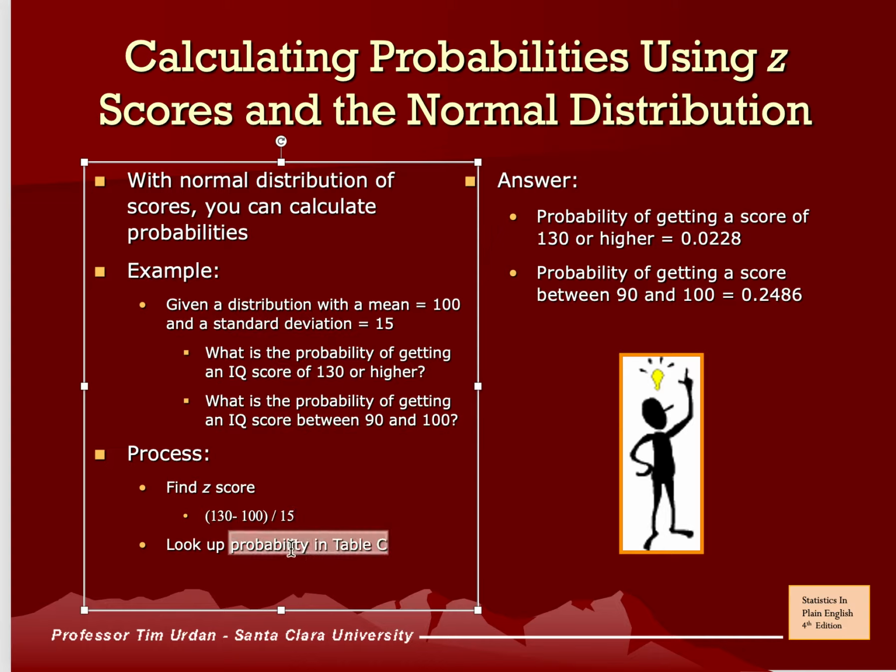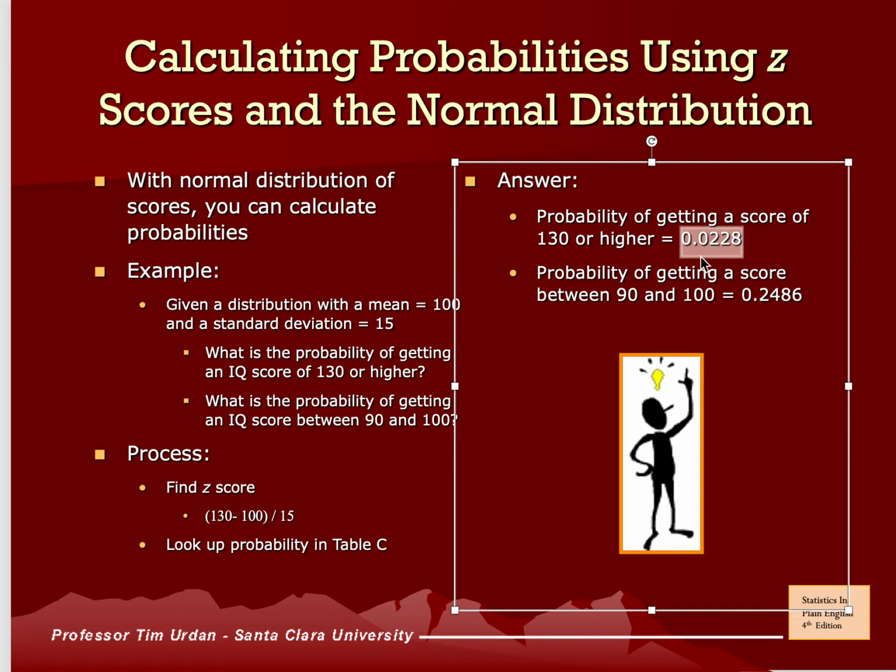Then I'm going to go to table C, and I'm going to look at 2.0, which gives me a probability of 2.3%. The probability of getting a score between 90 and 100 is going to be taking the probability at 90, taking the probability at 100, and then subtracting those two. So this is definitely easier than getting the between probabilities.